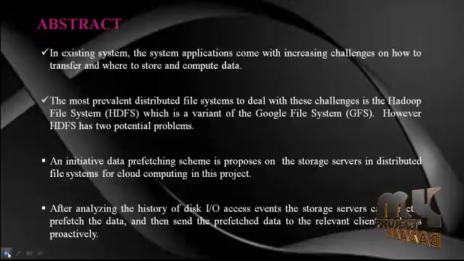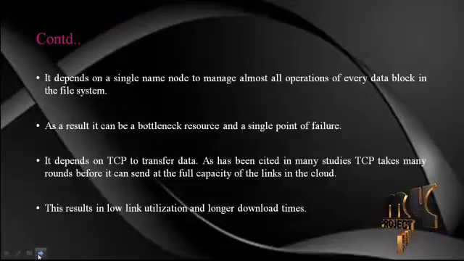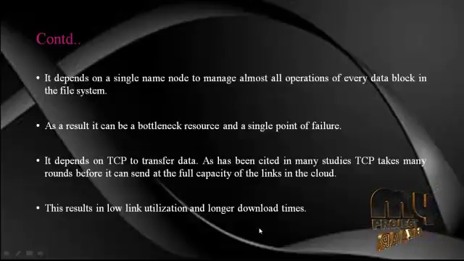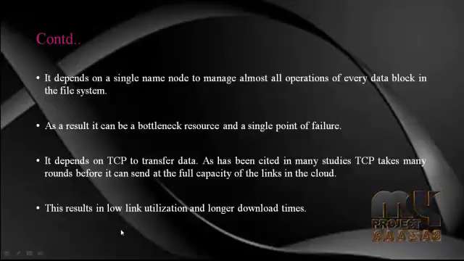In the existing system, applications come with increasing challenges on how to transfer, where to store, and compute the data. It depends on a single name node to manage almost all operations of every data block in the file system. As a result, it can be a bottleneck resource and a single point of failure. It also depends on TCP to transfer data, as cited in many studies. TCP takes many rounds before it can send at the full capacity of links in the cloud. This results in low link utilization and long download times.